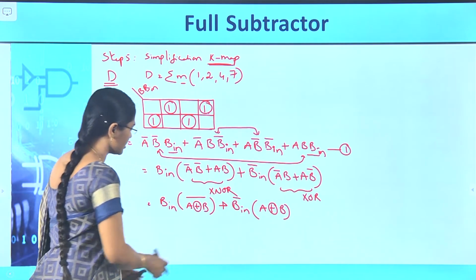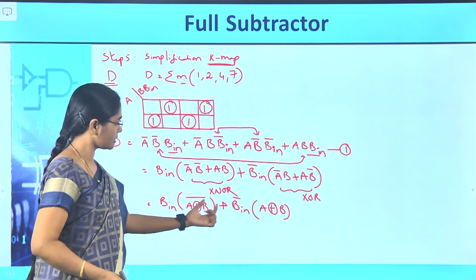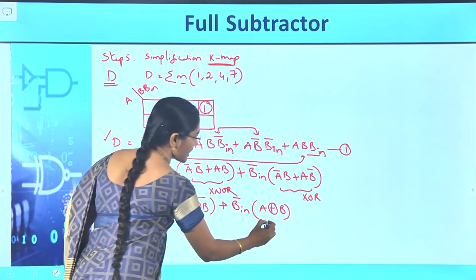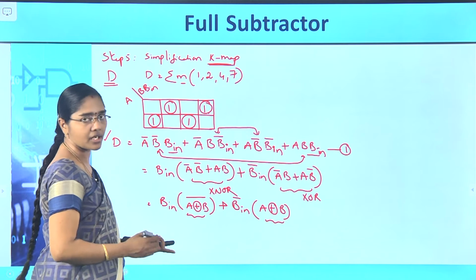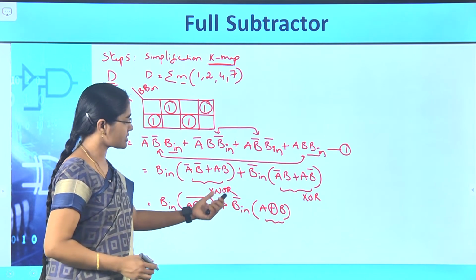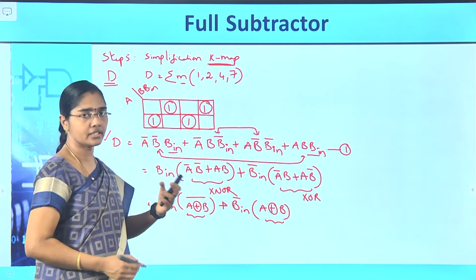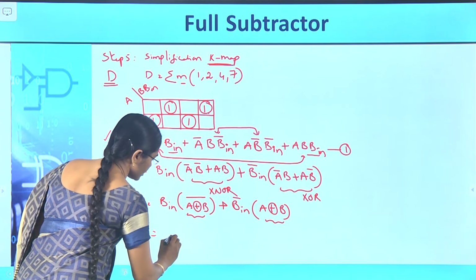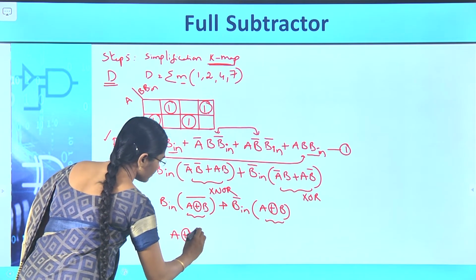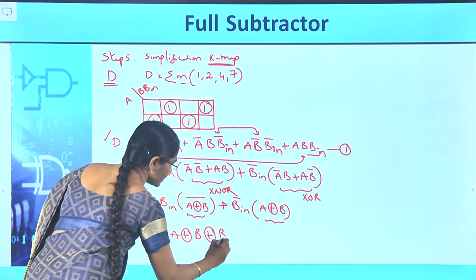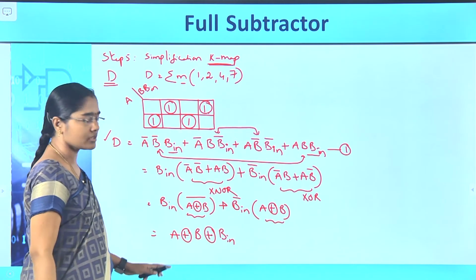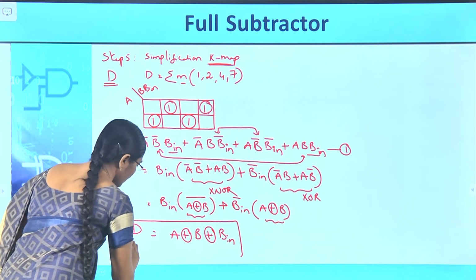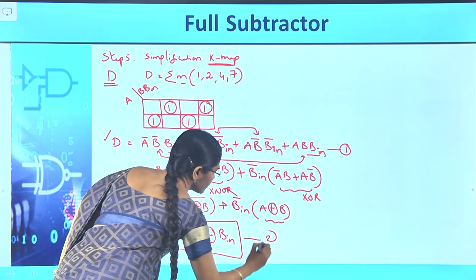From this, see this, B in XOR or B in something bar plus B in bar into something. If we take this as X, this will be represented as X bar. Then B in X bar plus B in bar into X. What can we write? That is again XOR operation. So therefore, write XOR between these three: A XOR B XOR B in. It is becoming A XOR B XOR B in. So the difference equation can also be represented like A XOR B XOR B in.